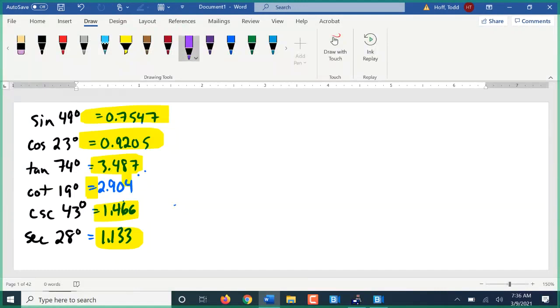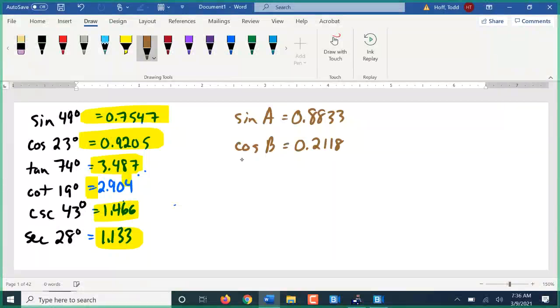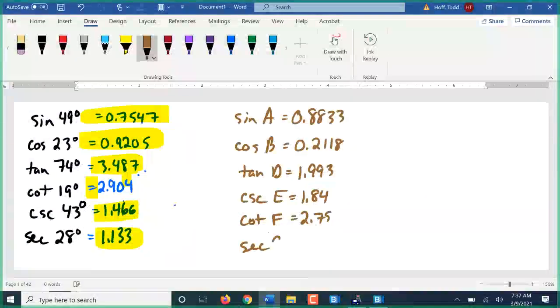Let's review going the other direction now. If I tell you that the sine of angle A equals 0.8833, cosine of angle B is 0.2118, tangent of angle D is 1.993, cosecant of angle E is 1.84, cotangent of angle F 2.75, and secant of angle G is 2.308. Find those angles A, B, D, E, F, and G. We'll go over those in just a couple minutes.